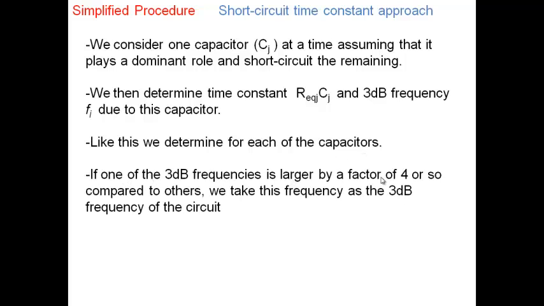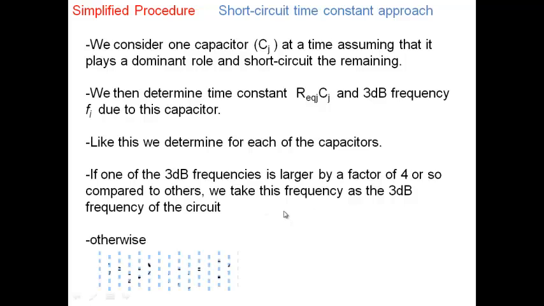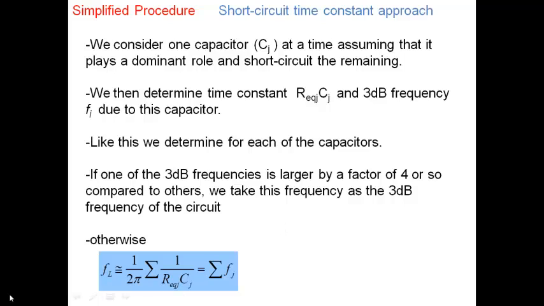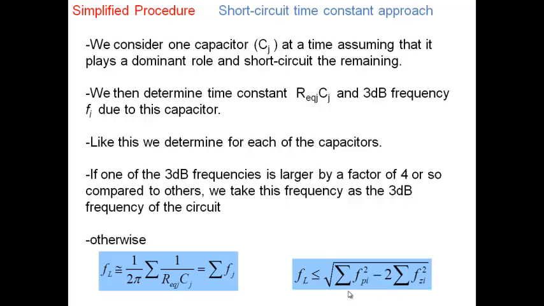If one of the 3 dB frequencies is larger by a factor of 4 or so, which is rather arbitrary and depends on how accurate you want to get the value, then we take this frequency as the 3 dB frequency of the circuit. We are lucky, and that's how it is. Otherwise, we have simplifications. One simplification is you simply sum up the frequencies due to all the capacitors here. Well, this is going to give you a highly approximate result. There are better approximations which say determine the frequency due to each pole and zero and all that. I will not go into it. What we'll do in this particular course is we'll determine the 3 dB frequency due to each capacitor. And if one of them is much larger, let's say by a factor of 4 or 5, we'll take that as the 3 dB frequency.